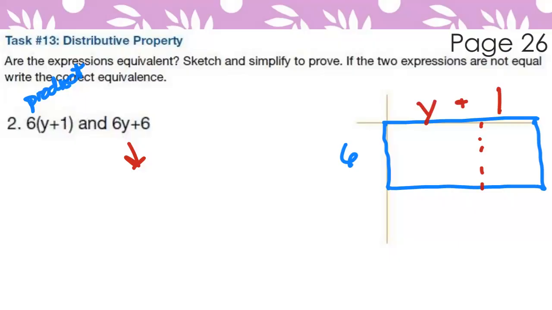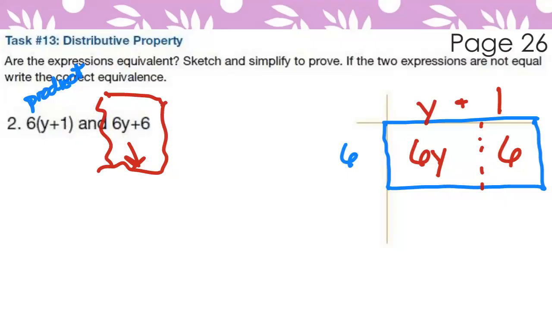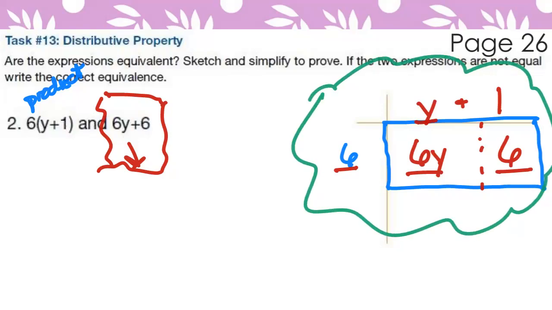I mean, we already know the answer. So what would the area of my first rectangle be? The area of my first rectangle right here? 6y. And the area of my second rectangle? 6. 6 times y gives me 6y. 6 times 1 gives me 6. So yes, these are equivalent. And again, I know you may already know this using the distributive property, we're just trying to show it through areas. Okay? All right, last one.